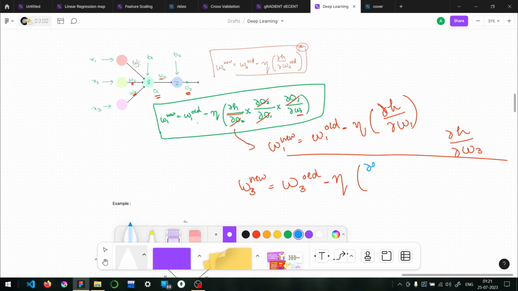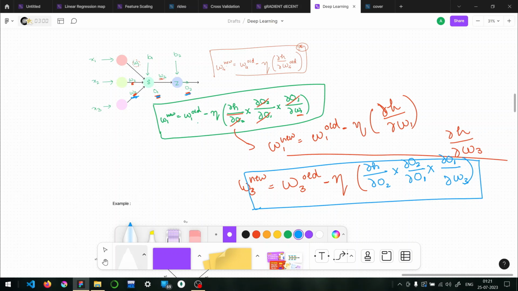We have to write the loss function here, right? Then while propagating in the backward direction, the first output we received here was with respect to O2. After that we'll multiply the partial derivative of O2 with respect to O1, right? Then comes O1. Then after that, the partial derivative of O1 with respect to W3 only. Okay, so this is what the chain rule of differentiation says.